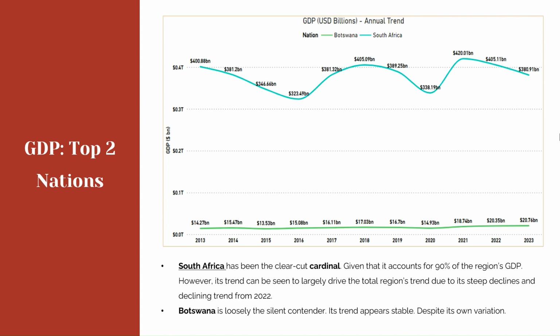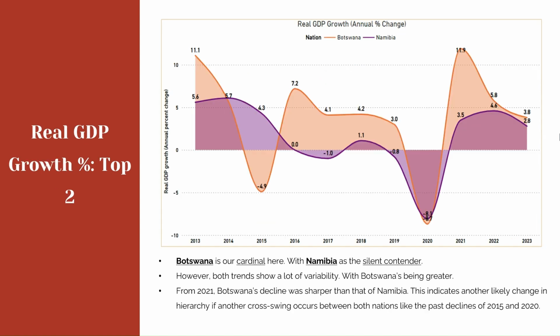And so, in essence, Botswana can be a loose silent contender here just because of the very big difference by magnitude. And yeah, it would be probably difficult to imagine Botswana usurping South Africa anytime soon, based on what you've seen here. Then we've got the real GDP growth percentage rate for the top two.